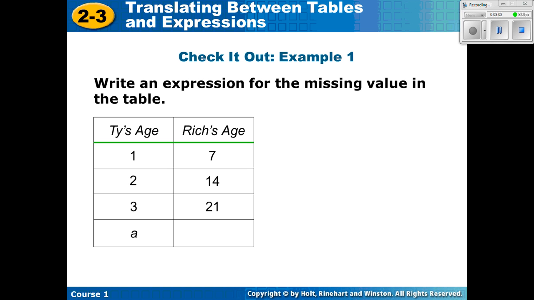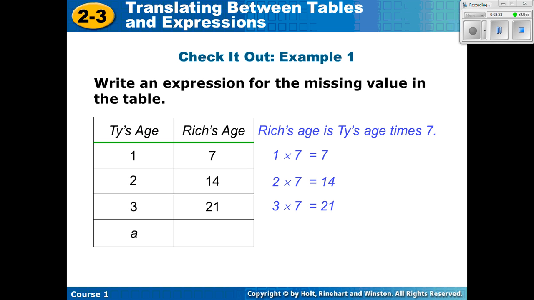So what is the difference between 1 and 7? Is that the same difference between 2 and 14? No, it's not. So let's look at 7, 14, and 21. Those are all multiples of 7. So what about 1 times 7? Yes, that equals 7. What about 2 times 7? Yes, that equals 14. 3 times 7? That equals 21. Well, guess what? We have our pattern.